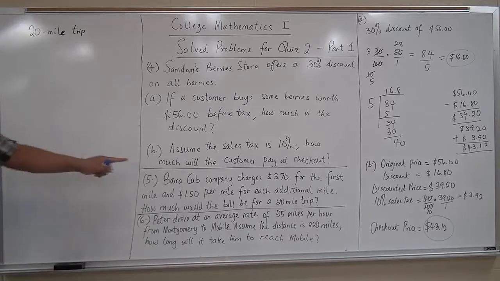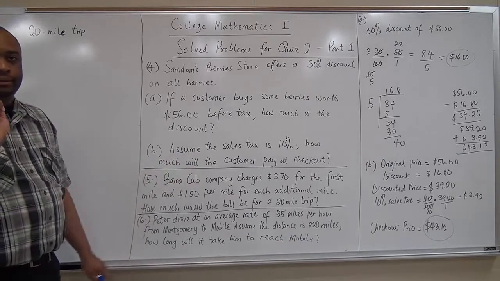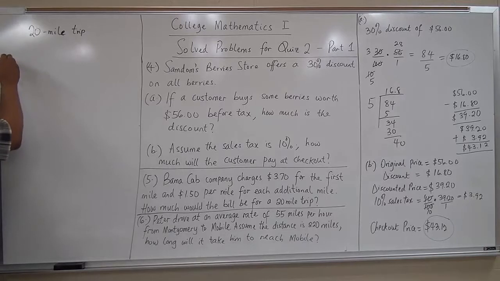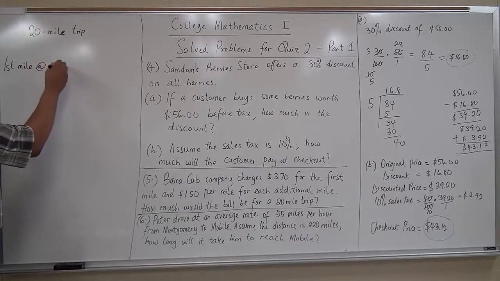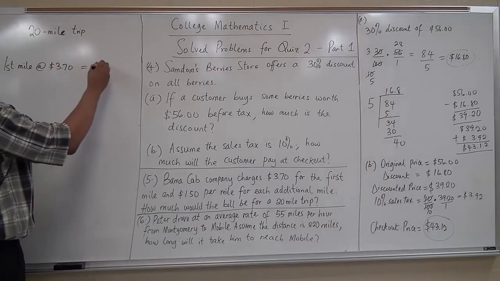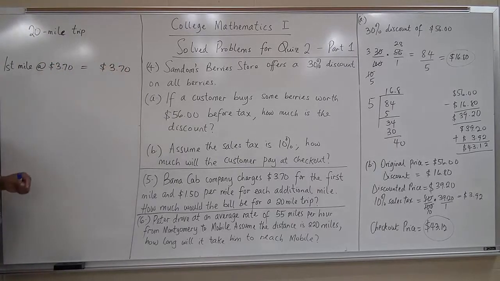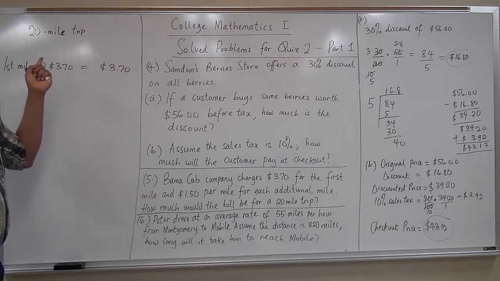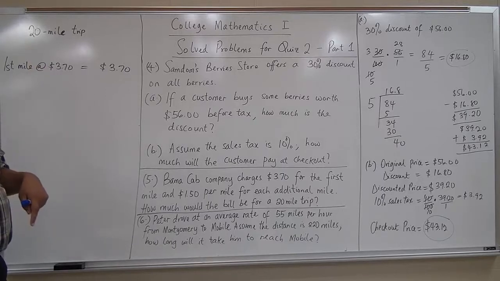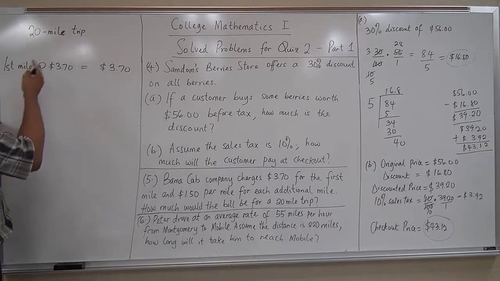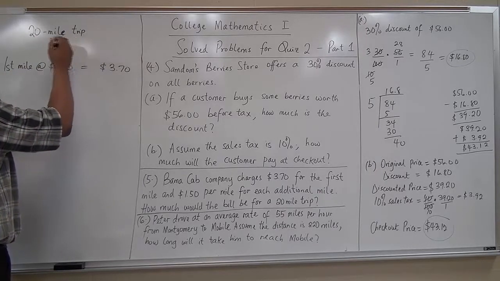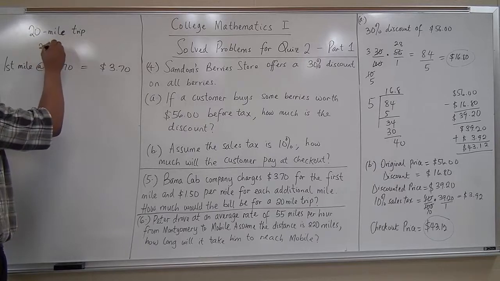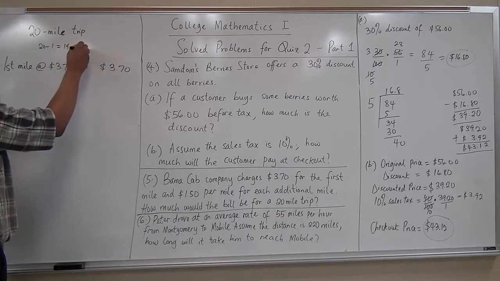Okay, Bama Company charges $3.70 for the first mile. So the first mile will be just $3.70. Now, 20 miles, you remove 1 mile. So the remaining mile after 1 mile is 20 minus 1, which is 19 miles remaining.